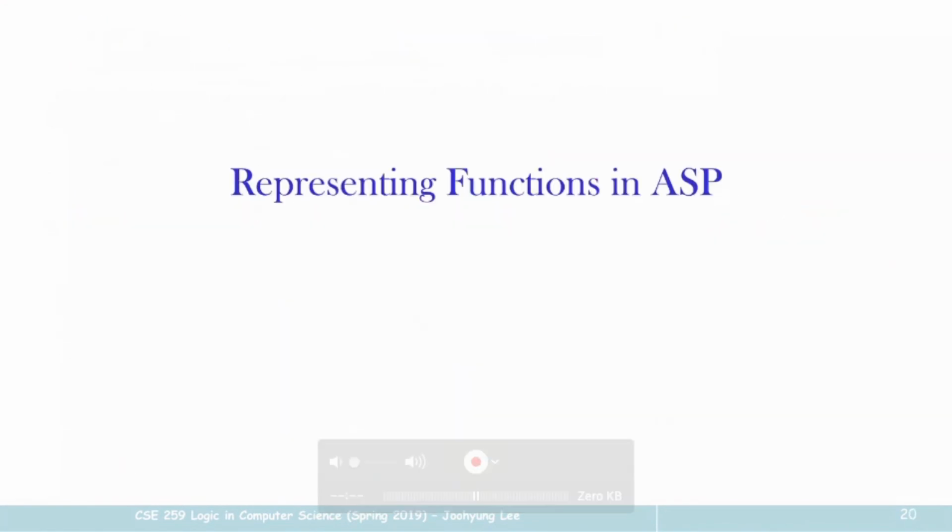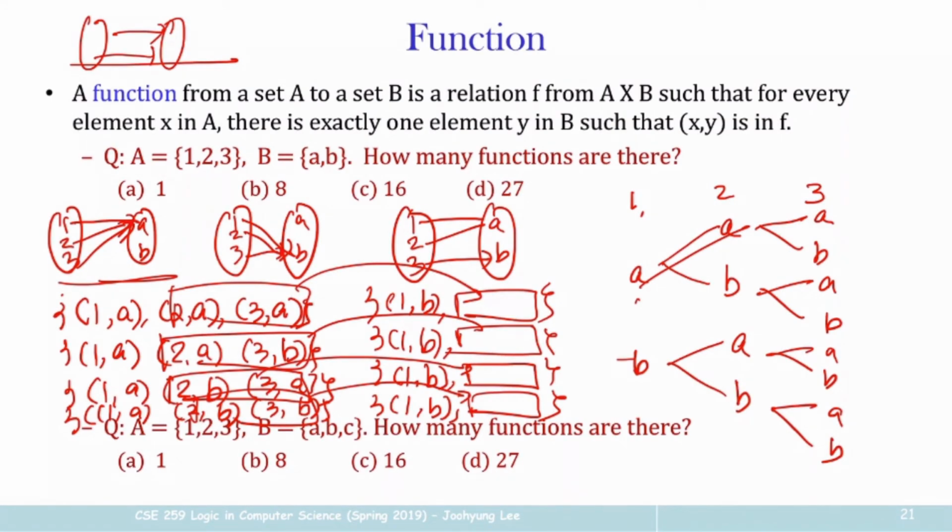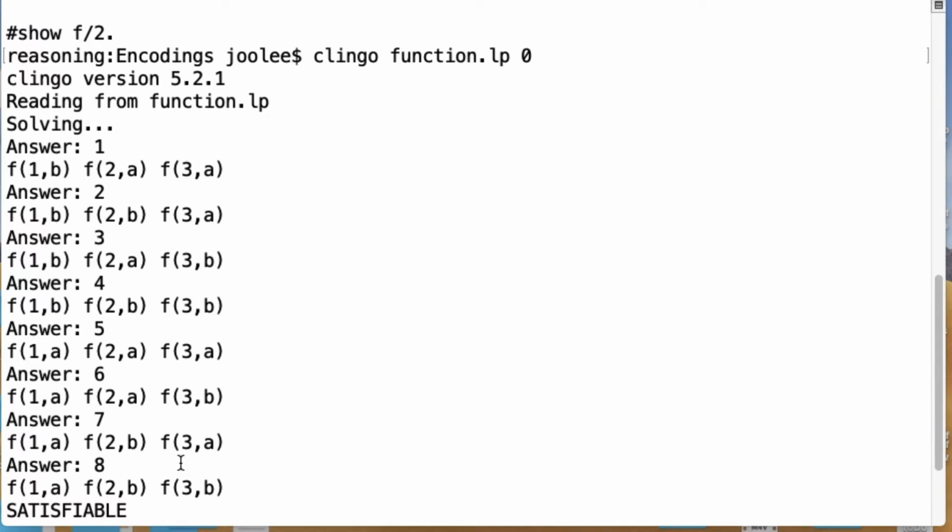Okay? So if you look at the side, you see that 1 is mapped to A, 2 is mapped to A, 3 is mapped to A. That's one possible function. 1 is mapped to A, 2 is mapped to B, and 3 is mapped to B, A, B, B. That's another function. Okay? And there are actually 8 possible functions, and that's what you see in here. So 1 is mapped to A, 2 is mapped to A, 3 is mapped to A. That's the function that we just saw in the previous slide. And all the way up to 1, 2, 3 are all mapped to B. Any question up to this part?